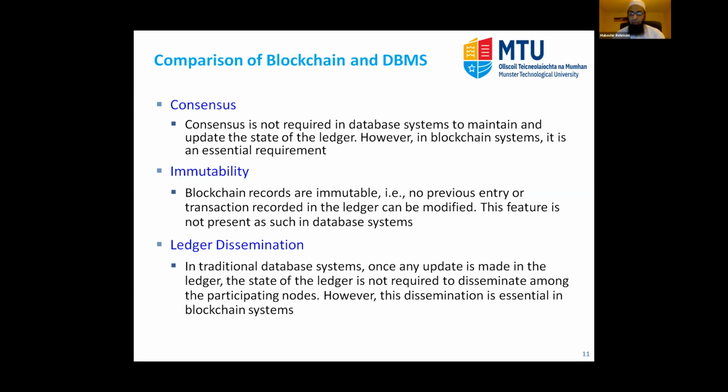So this feature is quite unique in blockchain systems. And finally, the ledger dissemination. Ledger dissemination is a very important aspect in a blockchain system, where every node, every participant in a blockchain system will keep the state of the ledger, or will keep each and every data of the ledger by its own, while this is not the requirement in a database system. So these are some key features, key aspects that distinguish blockchain from database systems.